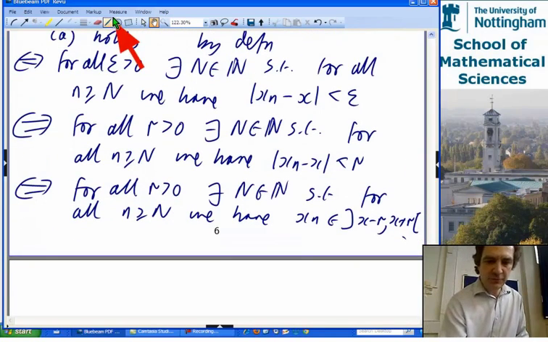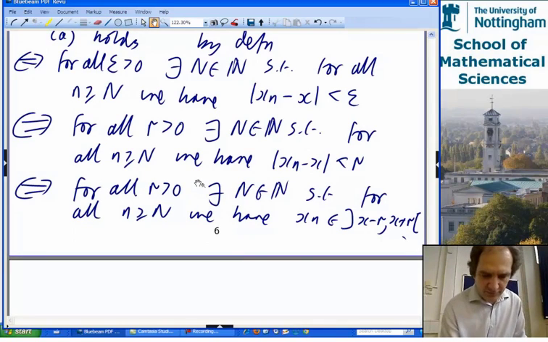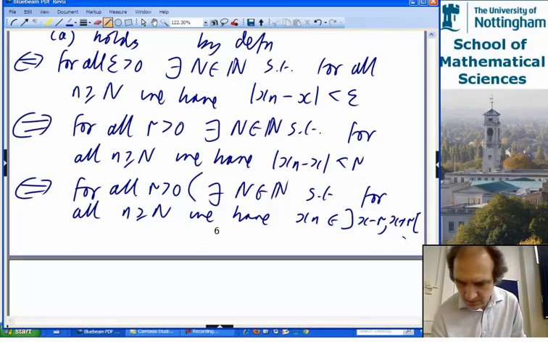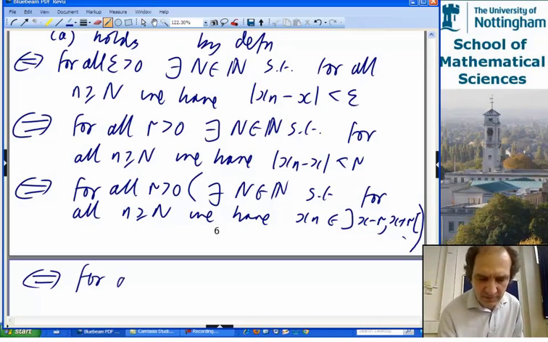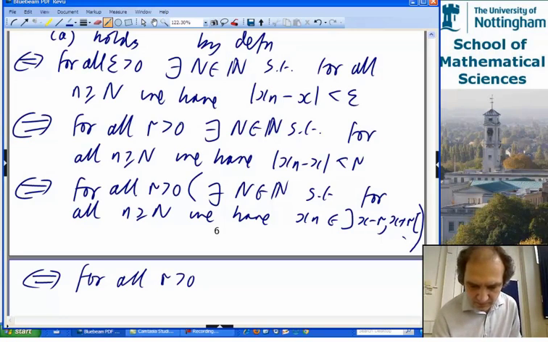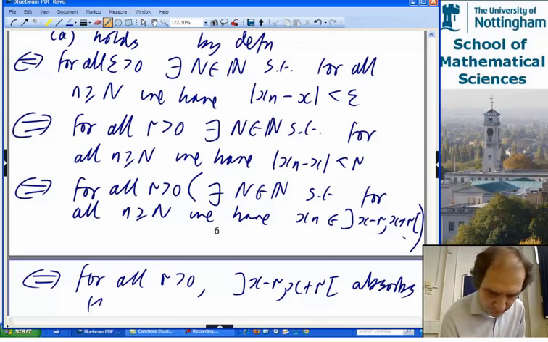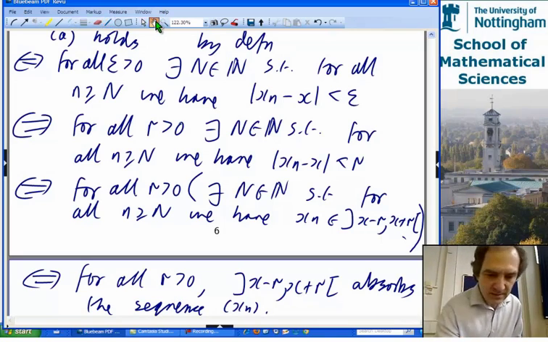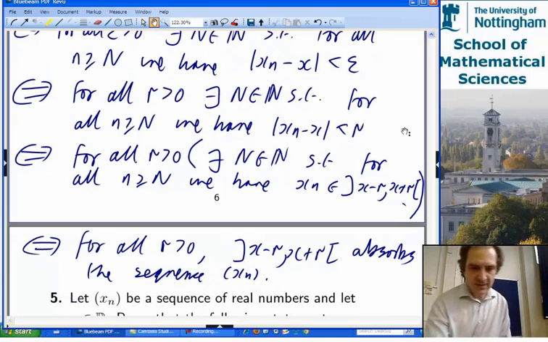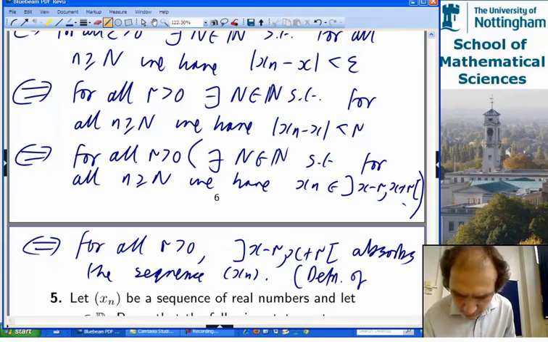But now we regroup it. I put a bracket around that last bit. That bit I put in brackets there says that the open interval x minus r, x plus r absorbs the sequence xn. That's exactly the definition of absorption. So if you substituted that one in, you'd get to this. You could work from both ends and meet in the middle. And that's by the definition of absorption. We just substituted in the definition of absorption. And we finished.